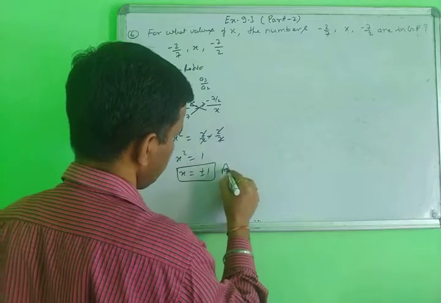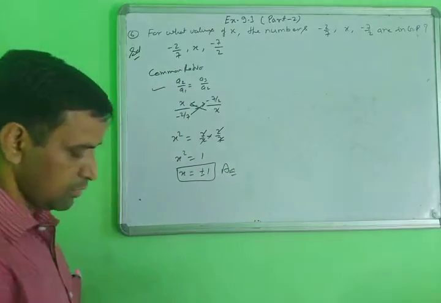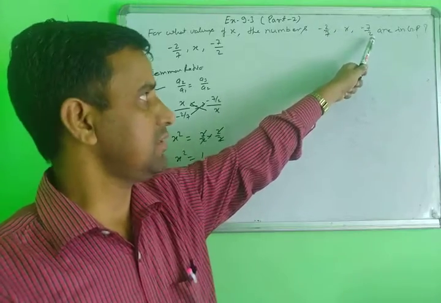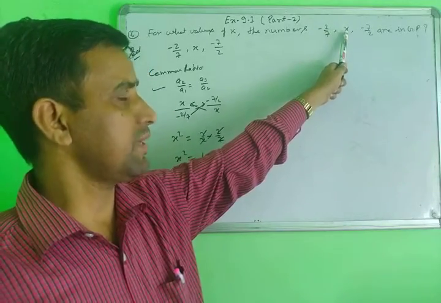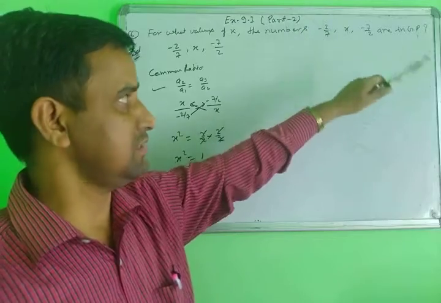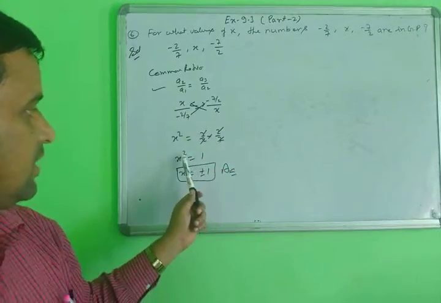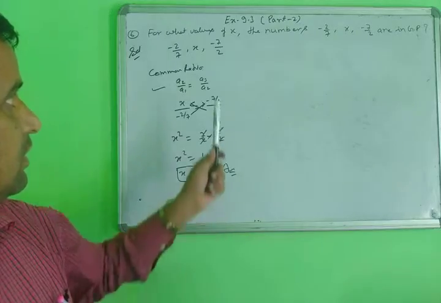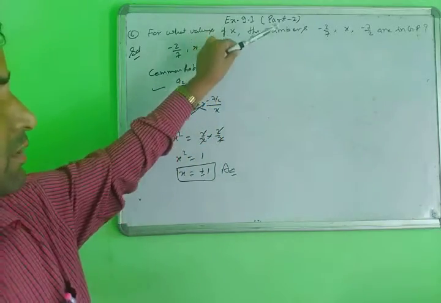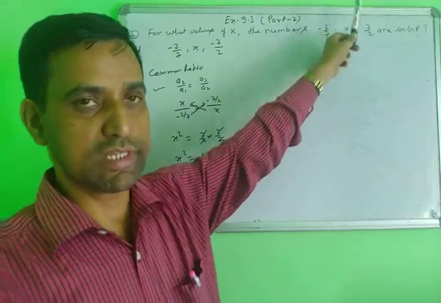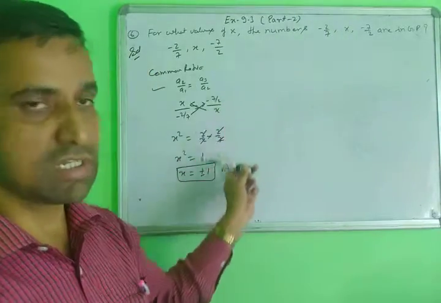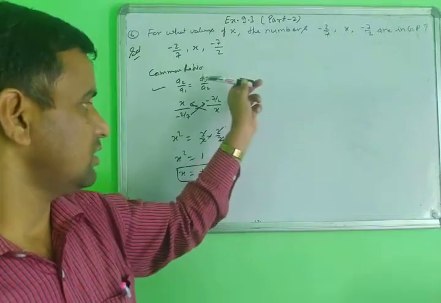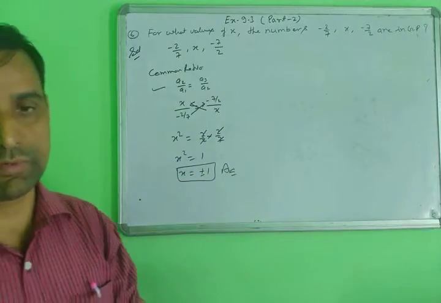When you put plus 1, this will also come in the GP. When you put minus 1, this will also come in the GP. Yes, the value of x here is both plus and minus. In this way, if any GP is given and you have to find the value of x1, x2, x3 or any missing terms of the GP, then use these tricks. Just note it down.